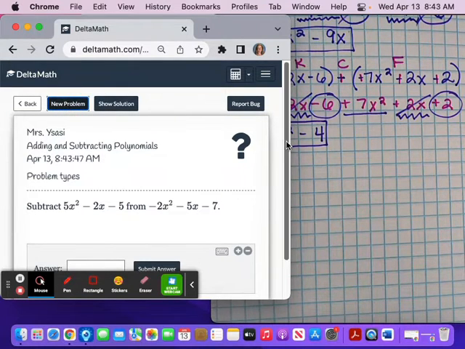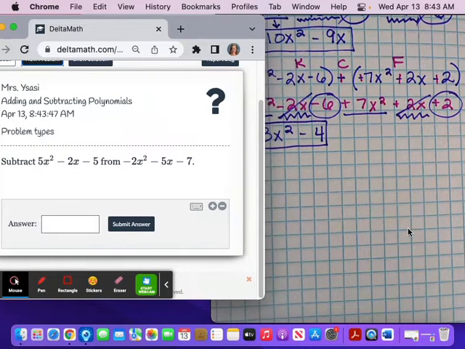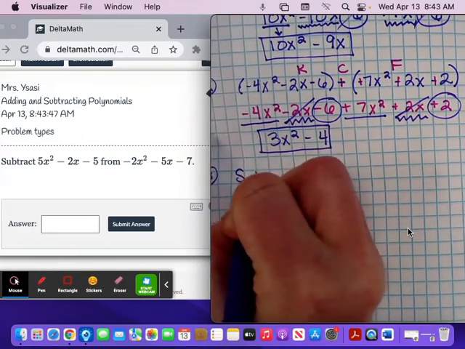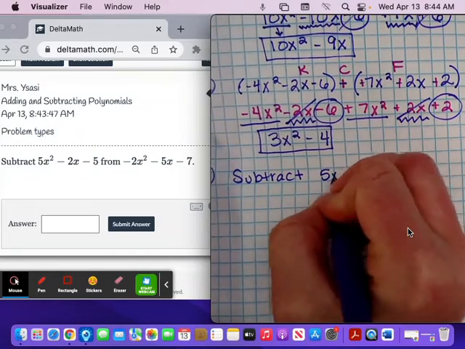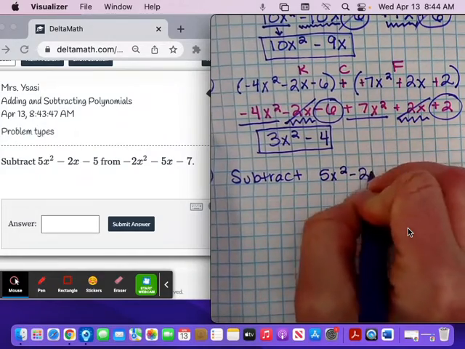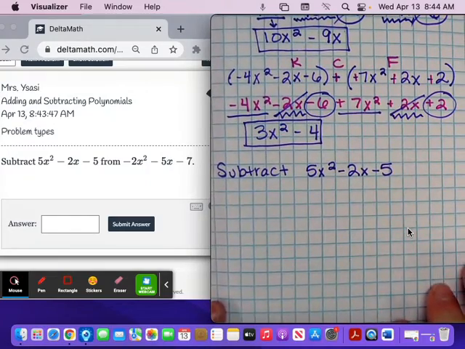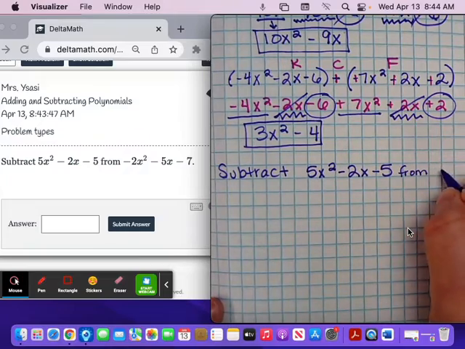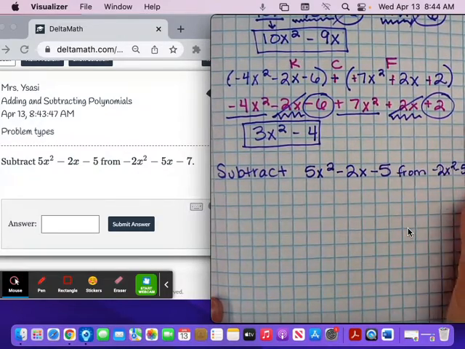All right, here is our next one. So let's go ahead and write this one down. Number 3, it's going to be subtract 5x squared minus 2x minus 5 from negative 2x squared minus 5x minus 7.